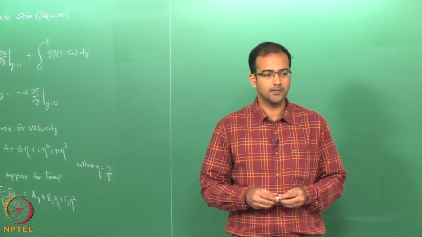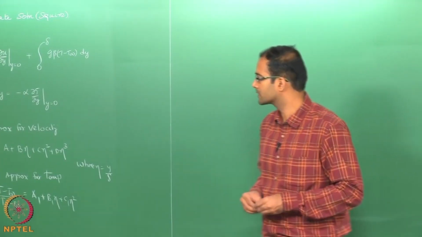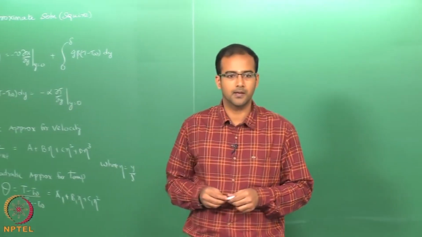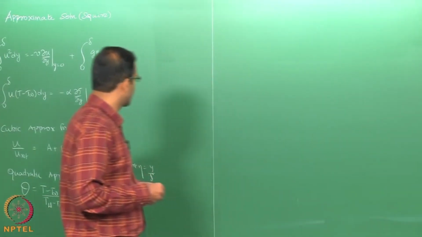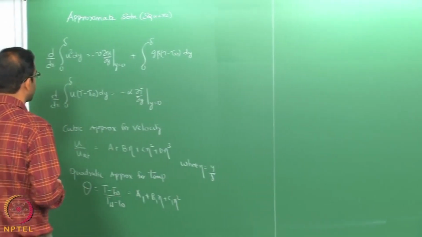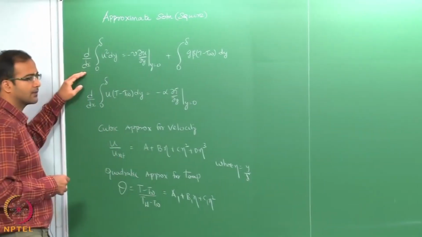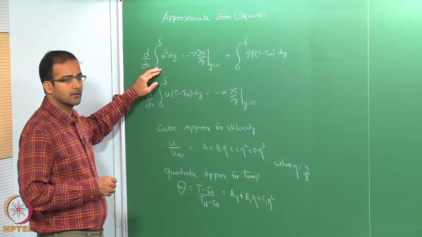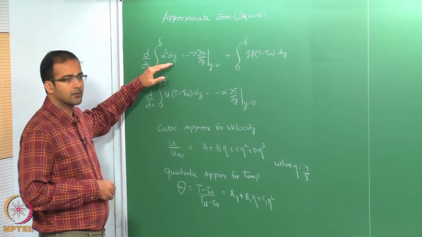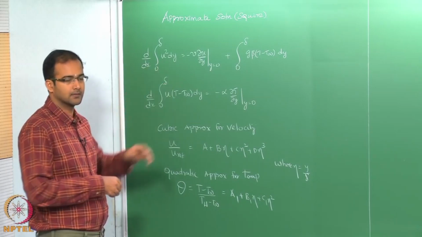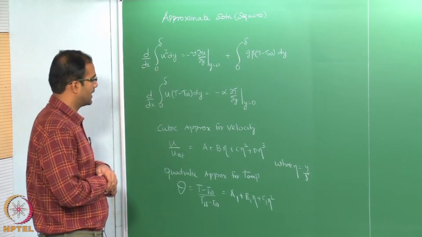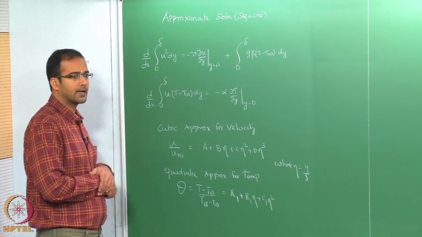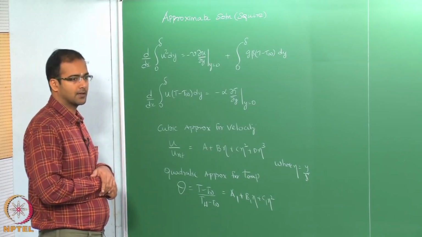So, good morning. Today we will continue our discussion on the approximate solution, which was attempted originally by Squire, and in this case we write down the integral formulation of the boundary layer equations for natural convection. So, we have the momentum integral equation and the energy integral equation which was derived, and the approximation comes in the form of making a guess for the velocity and temperature profiles.